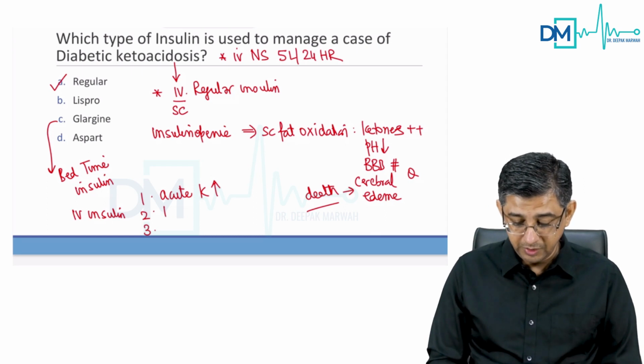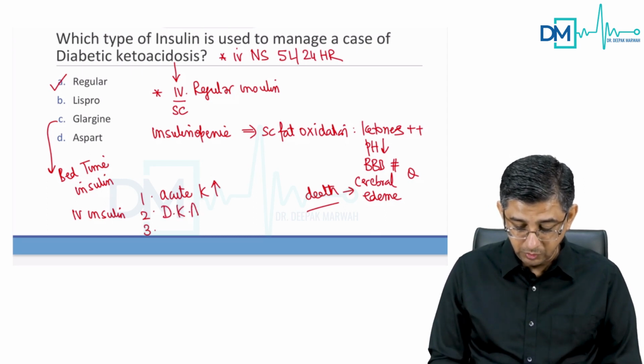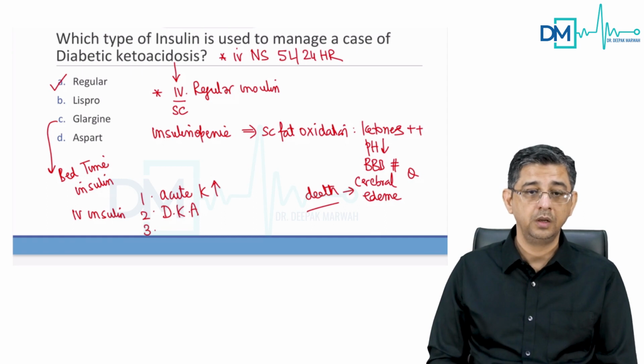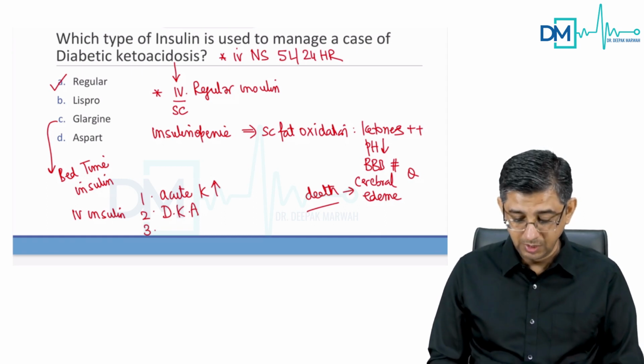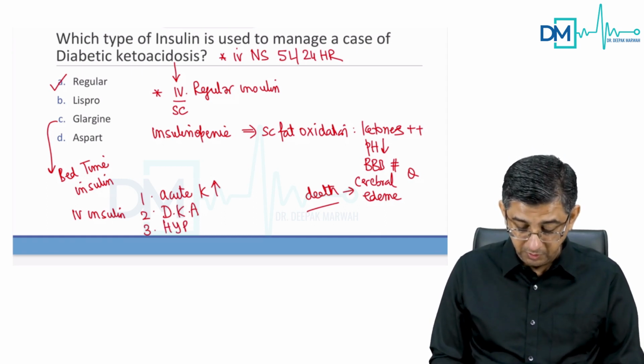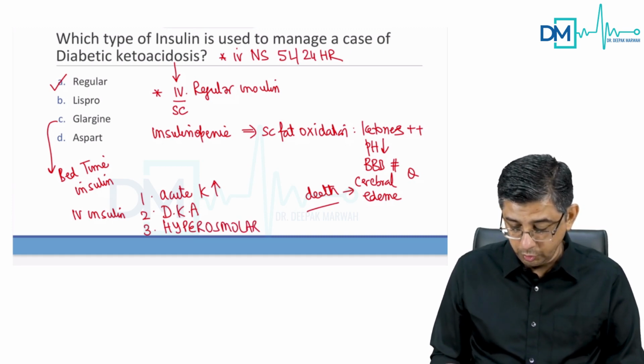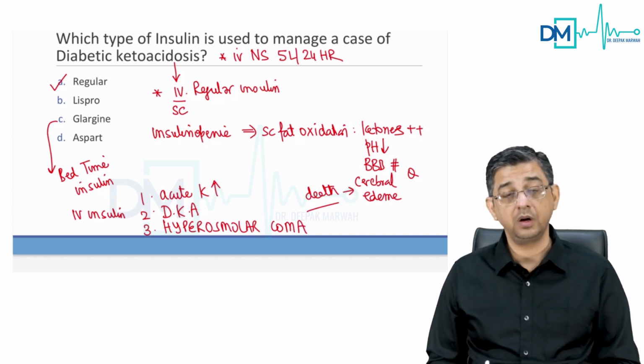The second reason why we give IV insulin is to combat the insulinopenia, that is diabetic ketoacidosis. And the third reason why we give IV insulin is to manage hyperosmolar coma. In this condition, usually the blood sugar is more than 600.